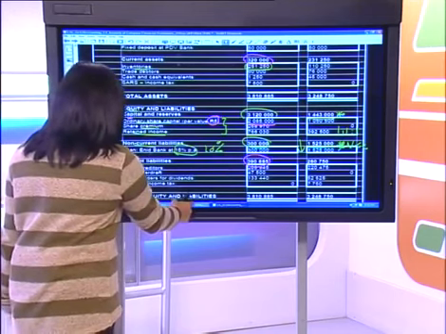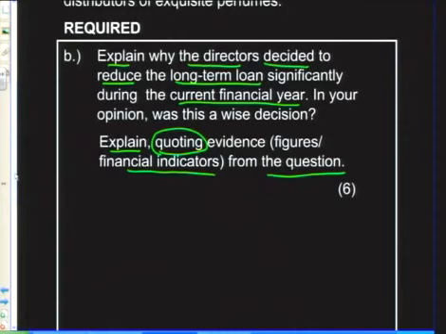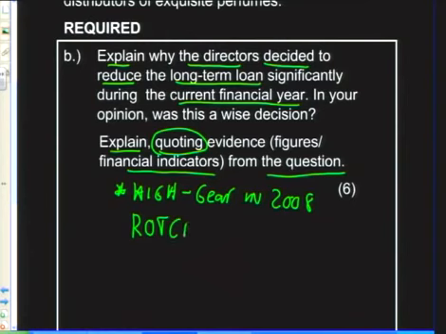So the first part of the question, guys: explain why the directors decided to reduce the long-term loan. Your answer would be the business was highly geared. I'm just going to write it in point form, guys. The business was highly geared in the previous year, which was 2008. And also, I can mention the return on total capital employed was 10%, and the interest rate, that's what I'm talking about, guys, was 15%. In other words, you need to tell the examiner that the 15% was much higher than the return, which was only 10%. So the first part of the question is answered.